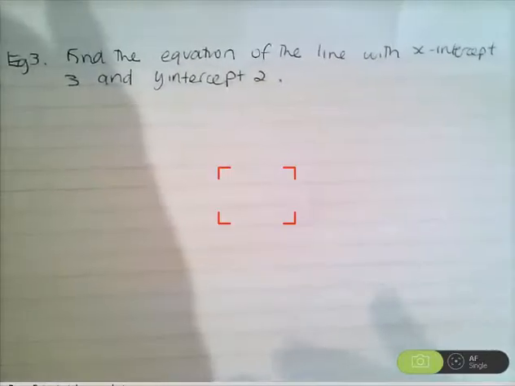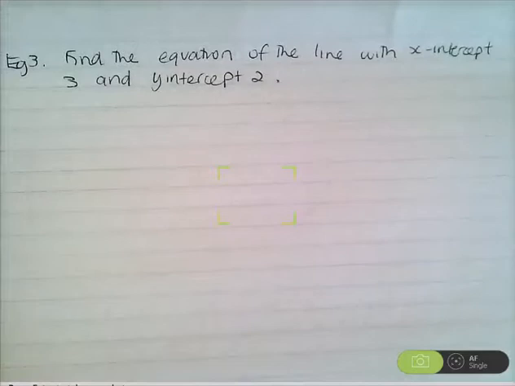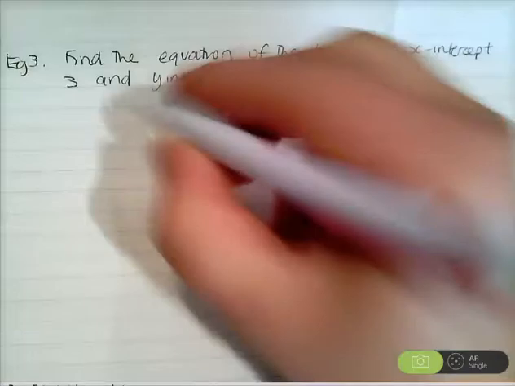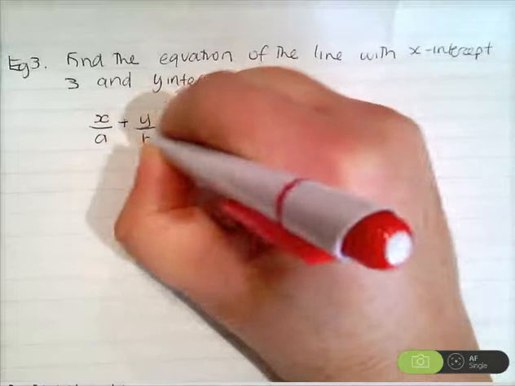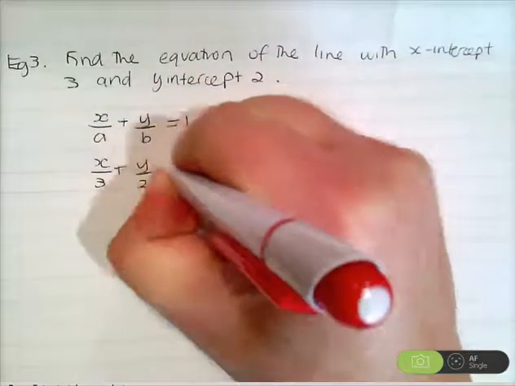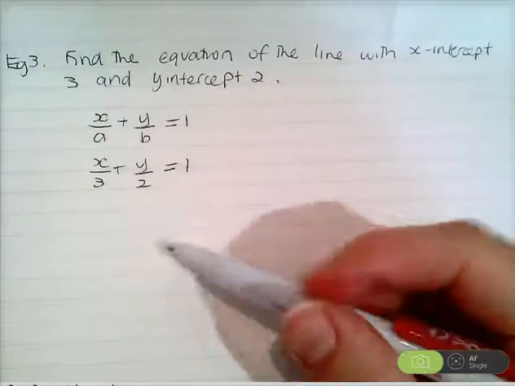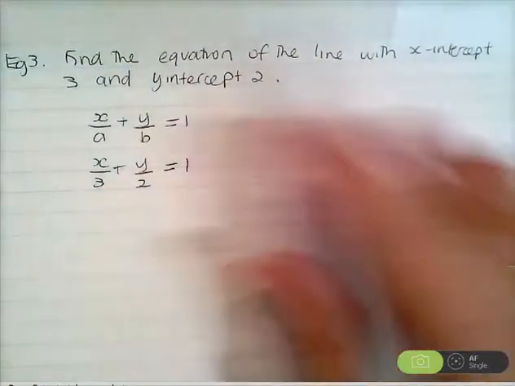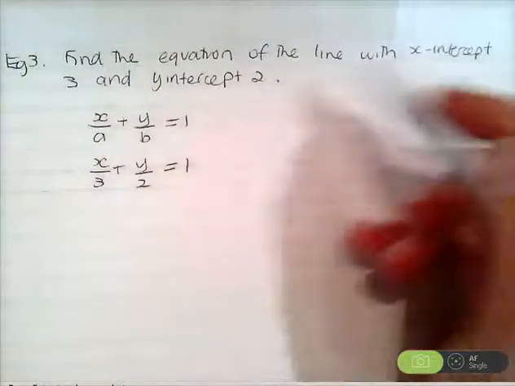In this example, we're asked to find the equation of the line with x-intercept 3 and y-intercept 1. Look, we can try and use that formula x over a plus y over b equals 1. So that would be x over 3 plus y over 2 equals 1. I don't use this method. I will do it another method in a minute. But if you want to use this, I suppose you can, but you don't want to mess it up.